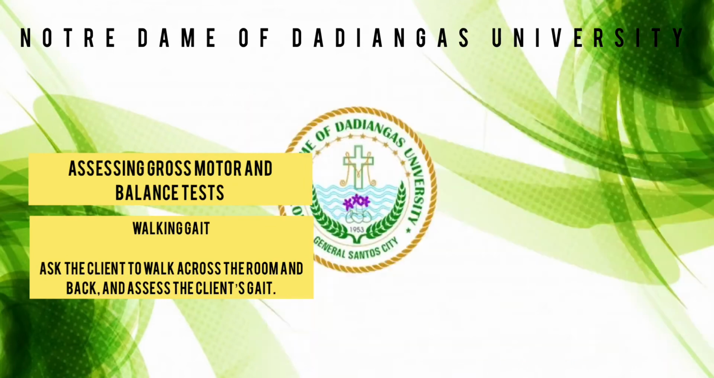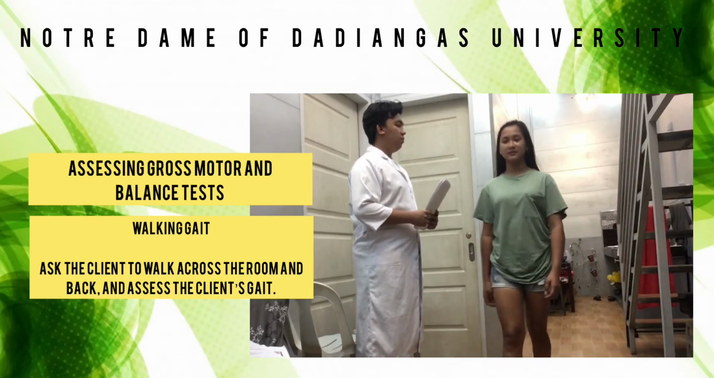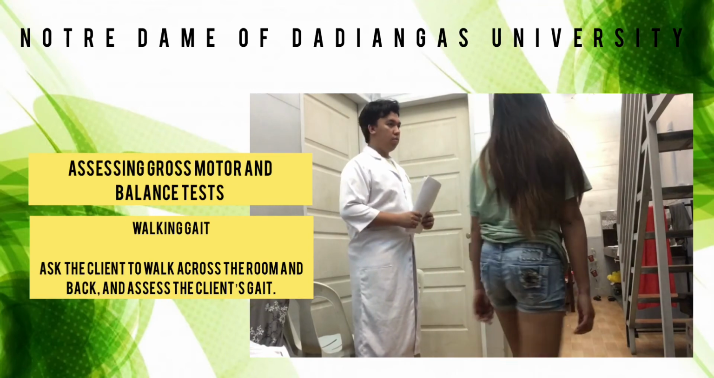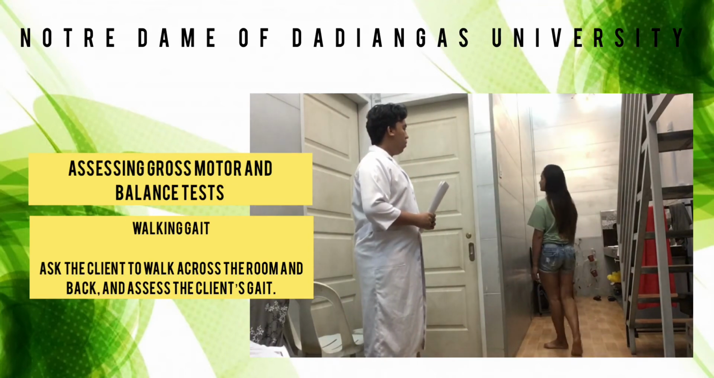Assessing gross motor and balance test. Walking gait. Ask the client to walk across the room and back and assess the client's gait. Twice, ma'am.